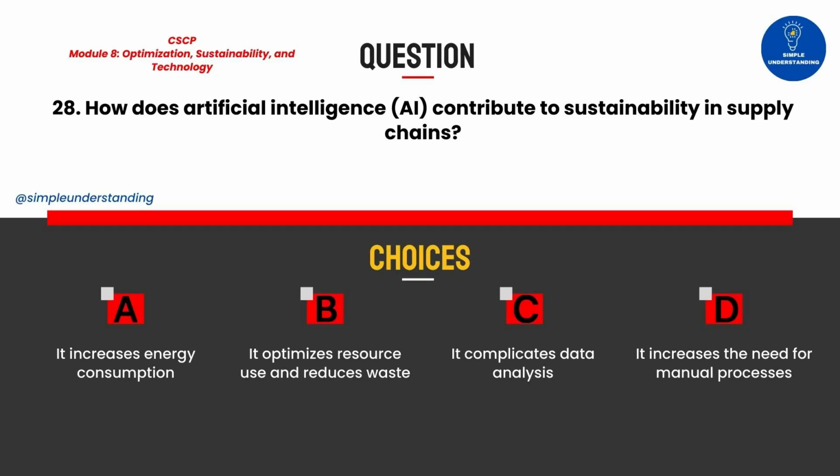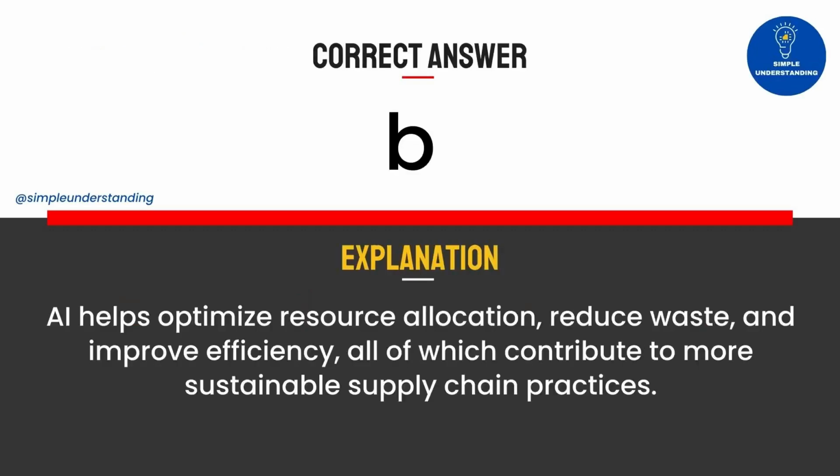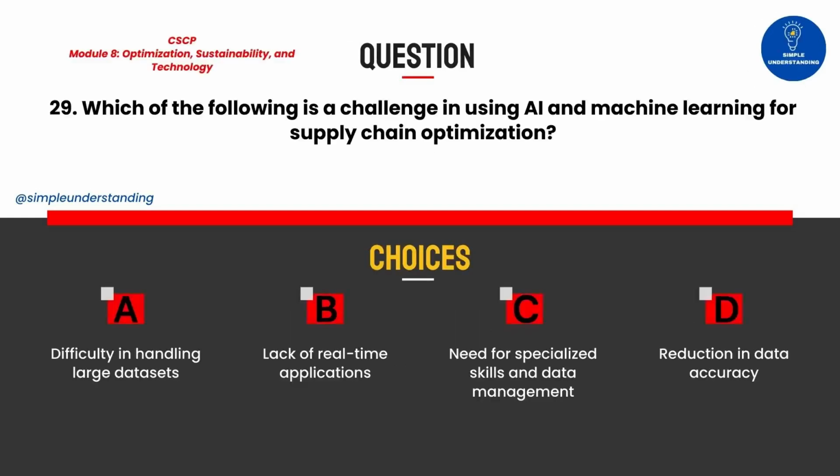28. How does artificial intelligence, AI, contribute to sustainability in supply chains? A. It increases energy consumption. B. It optimizes resource use and reduces waste. C. It complicates data analysis. D. It increases the need for manual processes. Correct answer B. Explanation. AI helps optimize resource allocation, reduce waste, and improve efficiency, all of which contribute to more sustainable supply chain practices. 29.